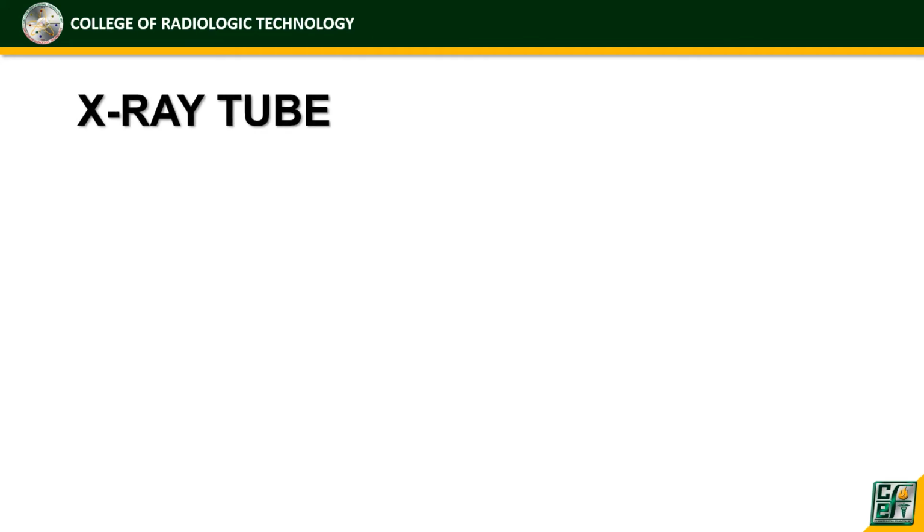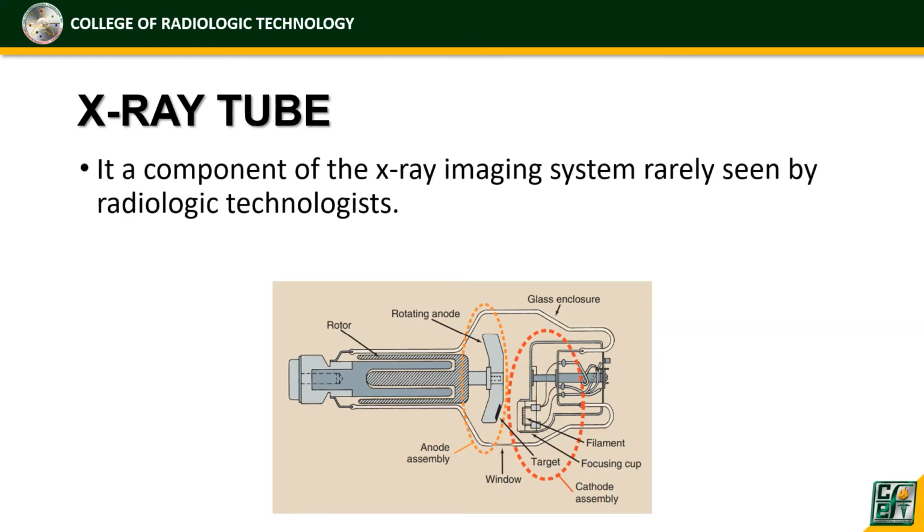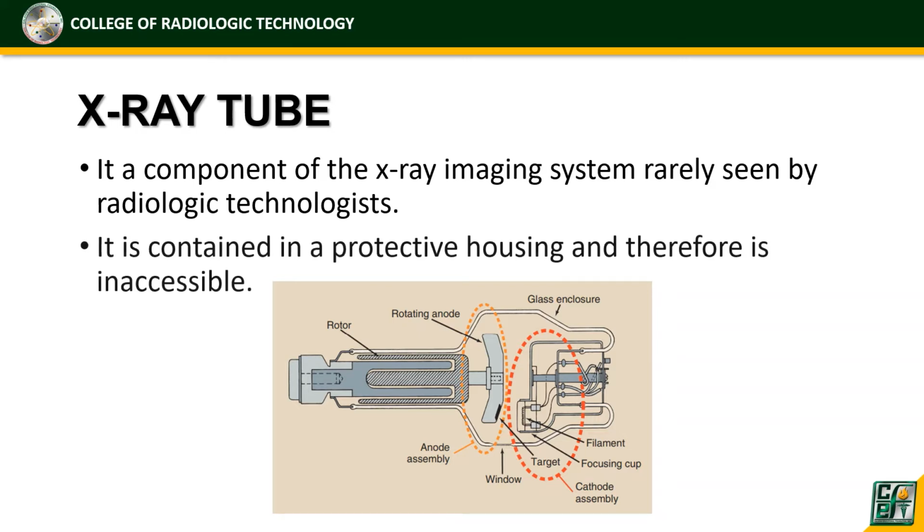The X-ray tube. It is a component of the X-ray imaging system rarely seen by the radiologic technologists. It is contained in a protective housing, therefore it is inaccessible. Okay? We only know the location of the X-ray tube, but it is not seen by our naked eyes because it is covered by a protective housing and a glass envelope.